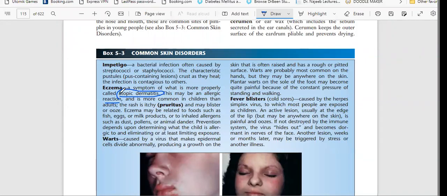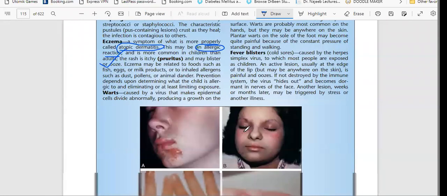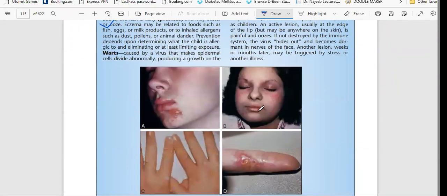So eczema is also known as atopic dermatitis. Mostly it is an allergic condition also. It is common in children, and sometimes adults as well. It has a rash and is itchy, and may have blisters or ooze also. Sometimes blisters are also seen here. You can see blisters like that.